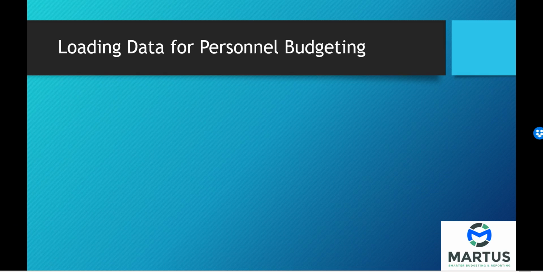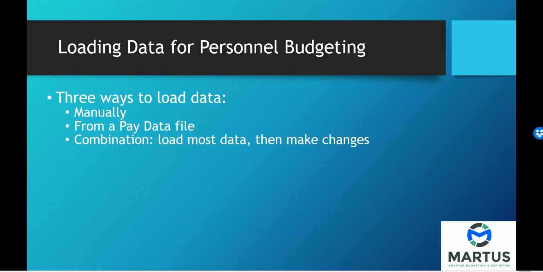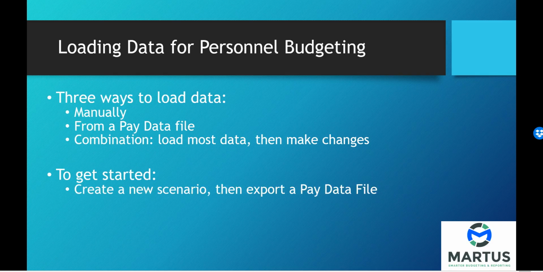At the beginning of this tutorial, we talked about how you can load data. You can enter everything manually. You can load everything from a file called a pay data file. Or you can do a combination, loading data from a pay data file, then making changes through the personnel budgeting screens. To get started, create a new scenario, then export a pay data file.